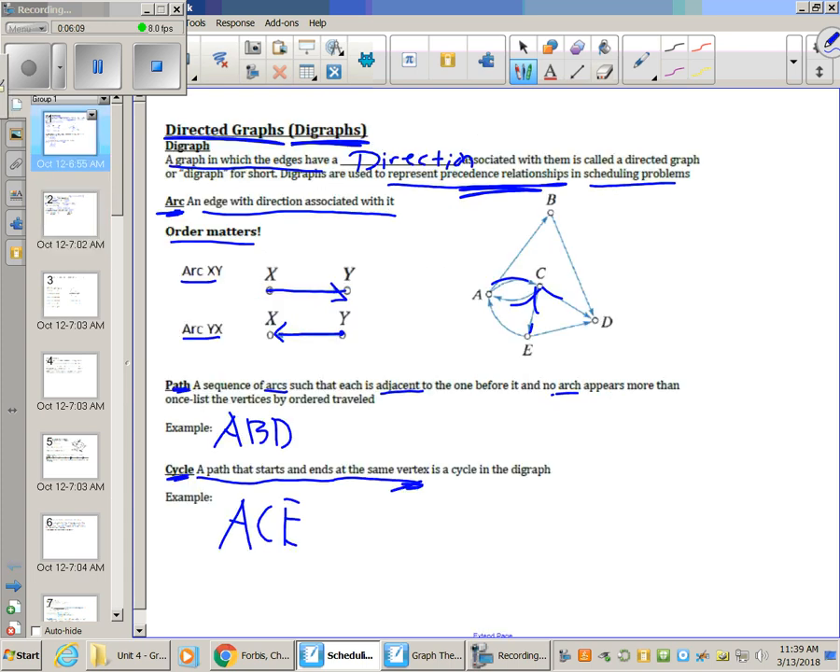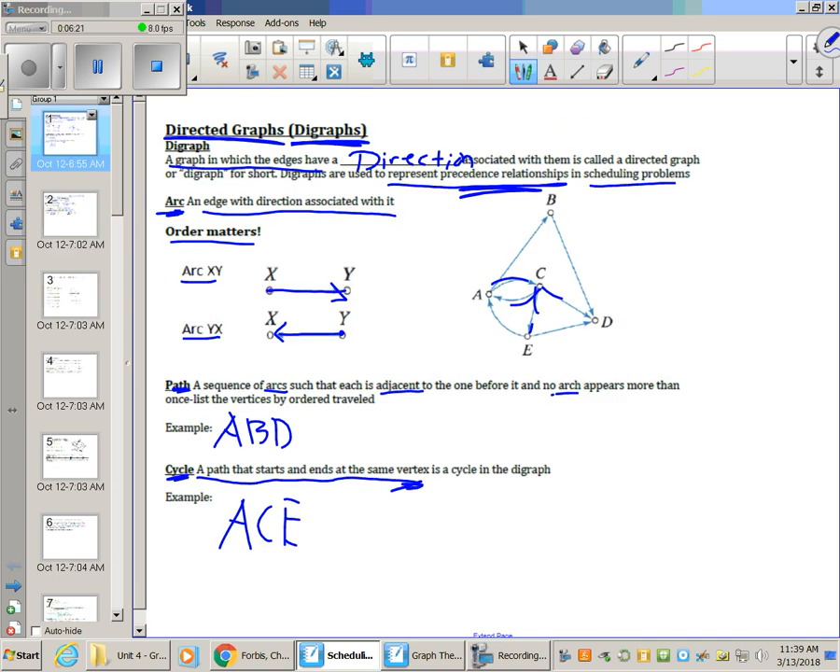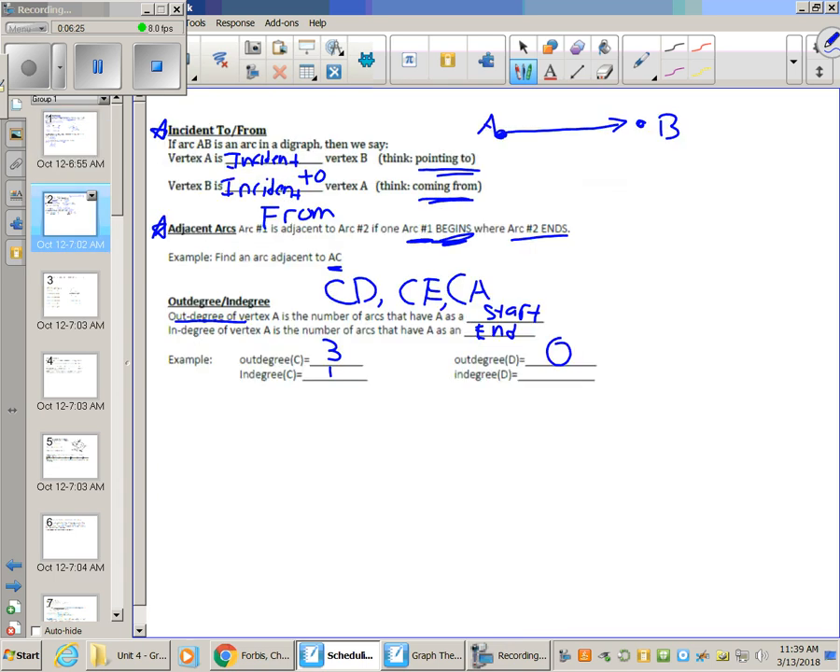Let's look at D. D's out degree. Okay, well it has no arrows coming out of it. Everything's pointing to D, so its out degree is 0. But if you look back, its in degree, it has 3 arcs coming into it, so its in degree is 3. Okay. So, know those terminologies. Know out degree, in degree, adjacent, incident to and from. I can ask all sorts of questions about that.